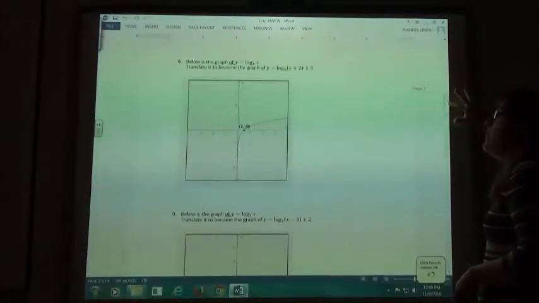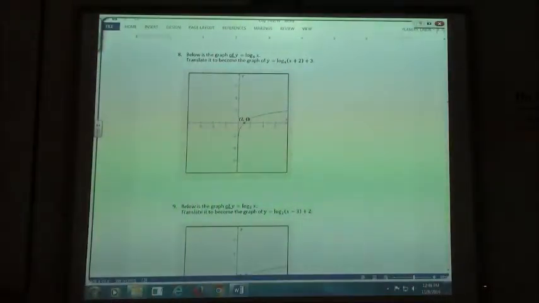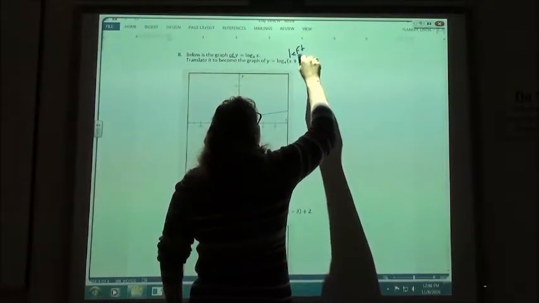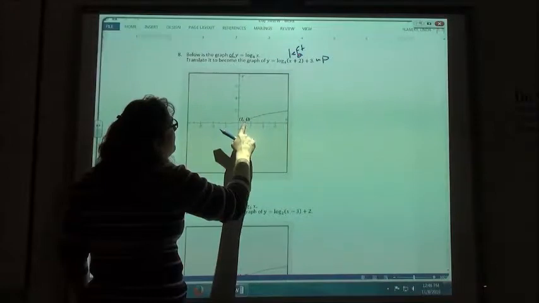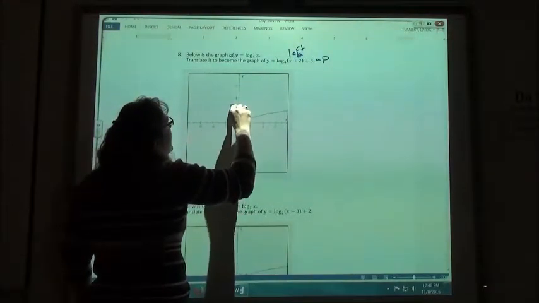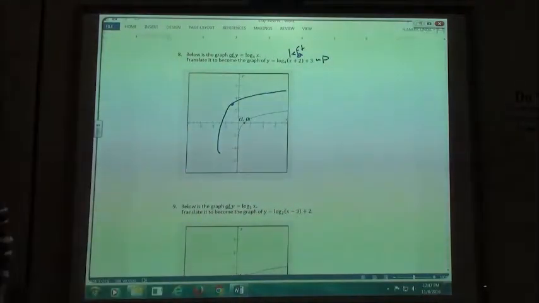So number 8, if I am going to translate that one, how is it going to move? To the left 2 and up 3. So I'm just going to grab my dot, move to the left 2, 1, 2, and up 1, 2, 3. There's my new spot, and my graph will just move over there.